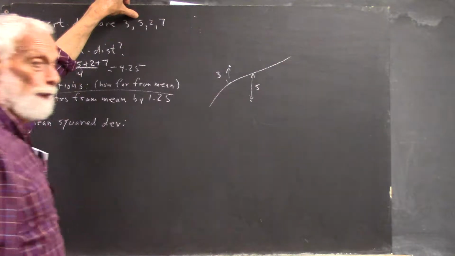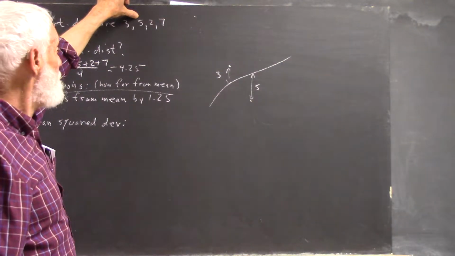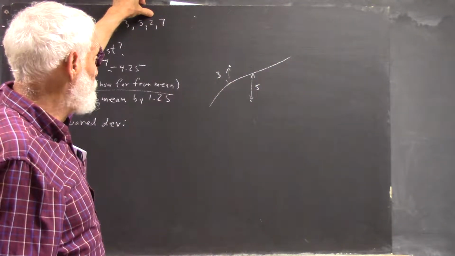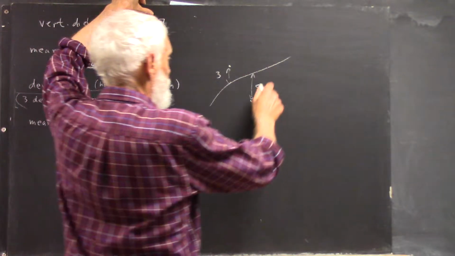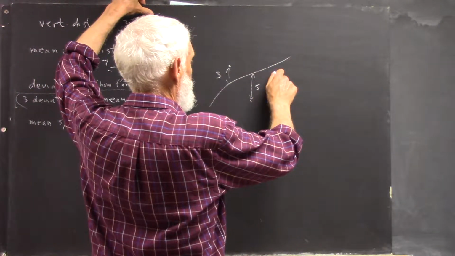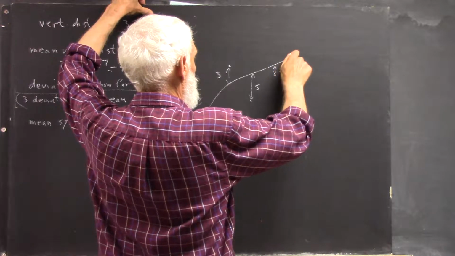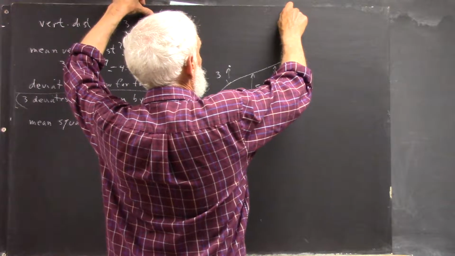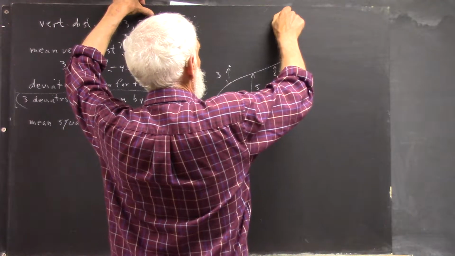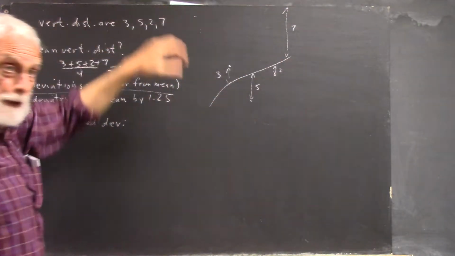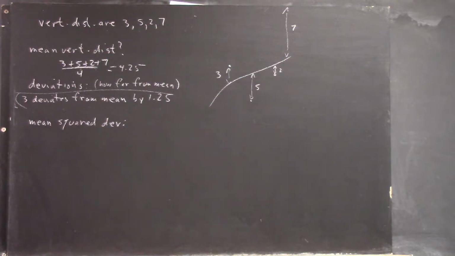So that distance is 5, and there's another point, right? And then here's a point that deviates by 2. So let's just say that's this point here. And then another point that deviates by 7. That's probably too big for 7, but you get the idea, right?